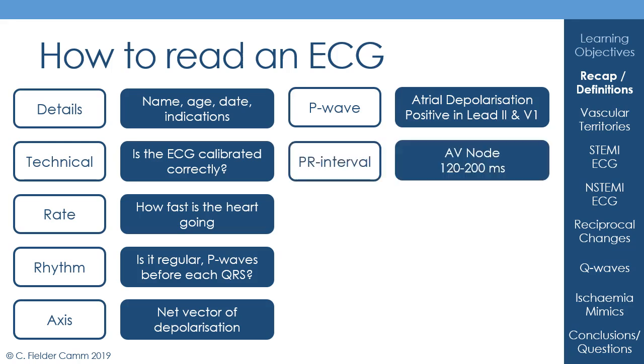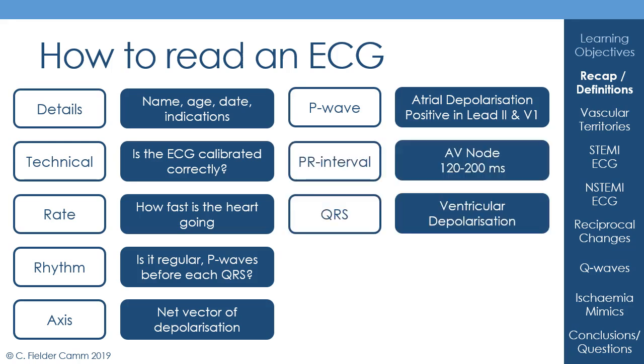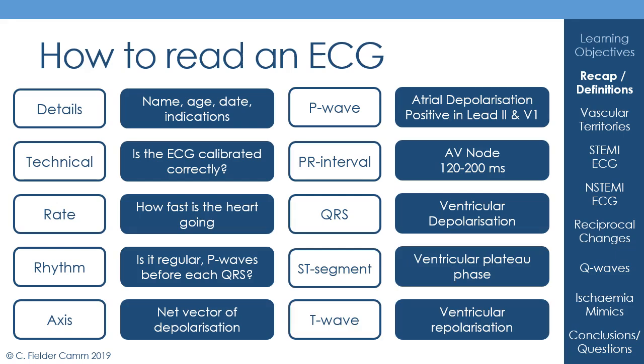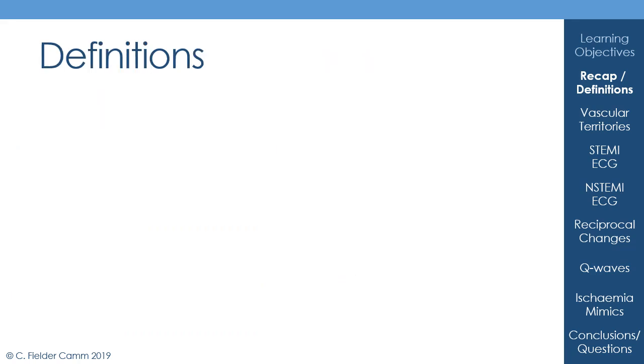So you've got your P wave, your PR interval, your QRS complex representing ventricular depolarization, your ST segment, and then your T wave, and then after that your QT interval. And if you're unsure about how you should be interpreting these things, then I would recommend going back to lecture 1. So let's start with some definitions.